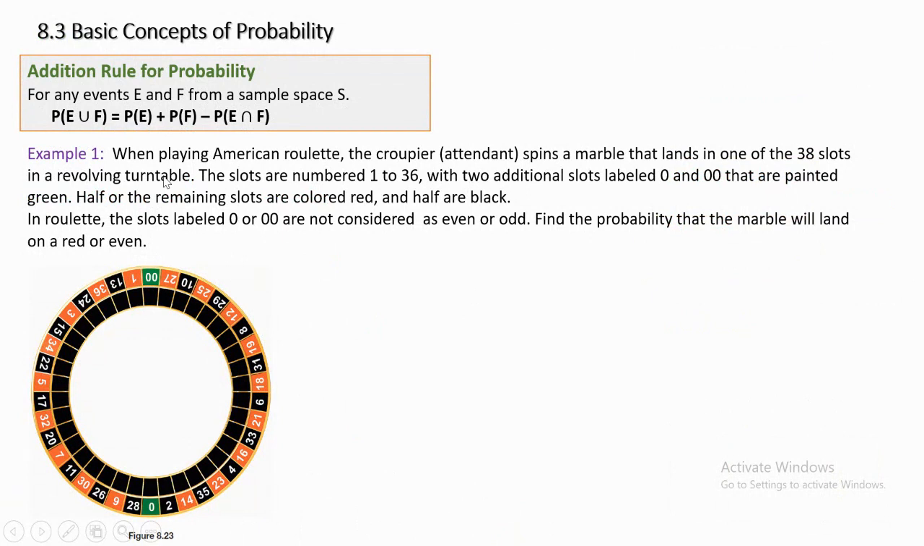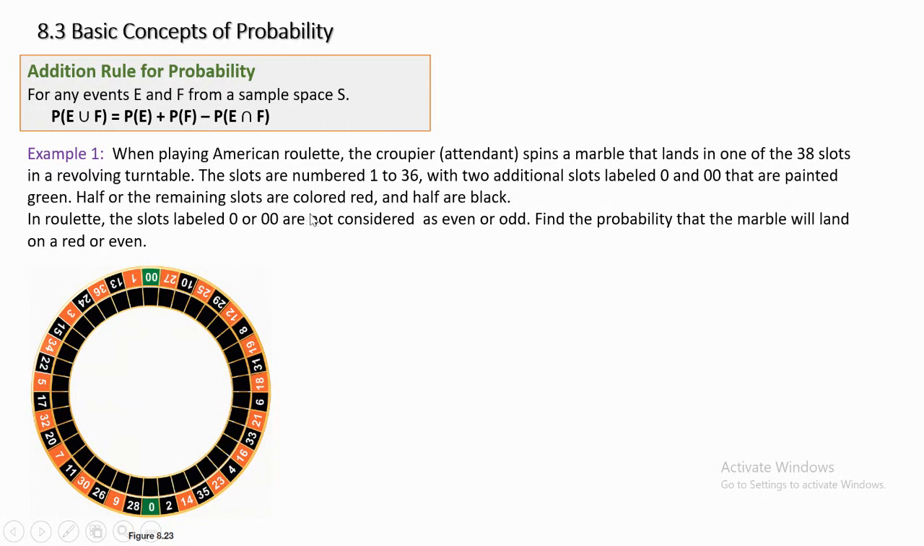Okay, this is example number 1, and I copied this example exactly from the book. So this is what they play in Vegas, or any casino. They play the American roulette. So let's read what it has. When playing American roulette, the croupier or the attendant spins a marble that lands on one of the 38 slots in the revolving turntable. The slots are numbered 1 through 36, with 2 additional slots labeled 0 and 00 that are printed in green. Right here they are, the green, 00 and the 0.